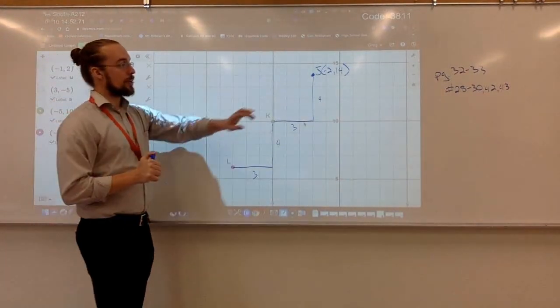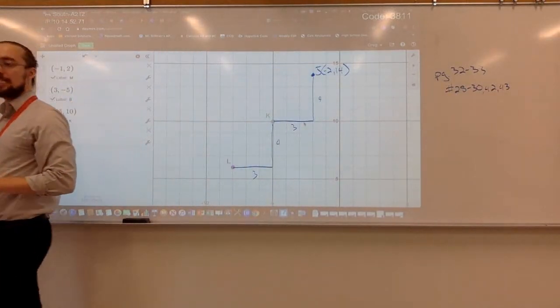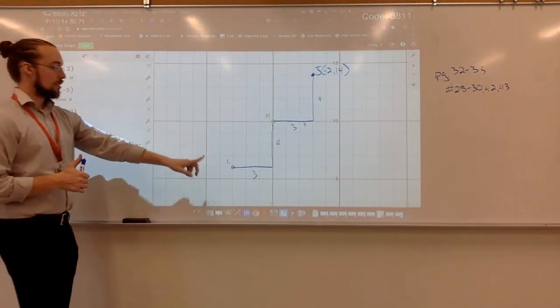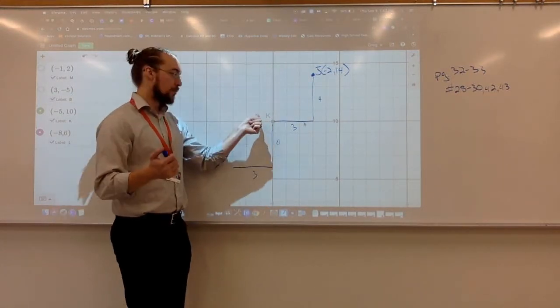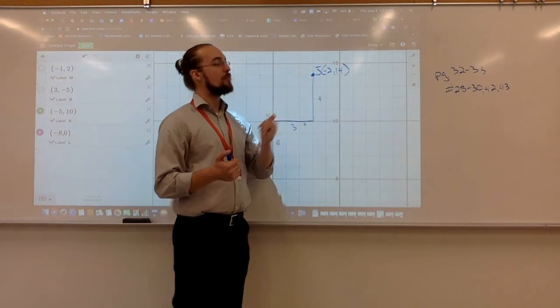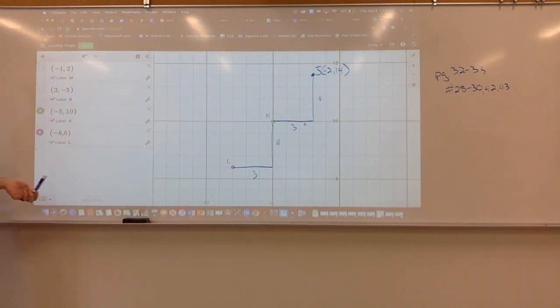For this one, I think we should end up with (-2, 14). From my endpoint, I go over 3 and up 4. So then from the midpoint, I will go over 3 and up 4 to get to the other endpoint. Any questions?